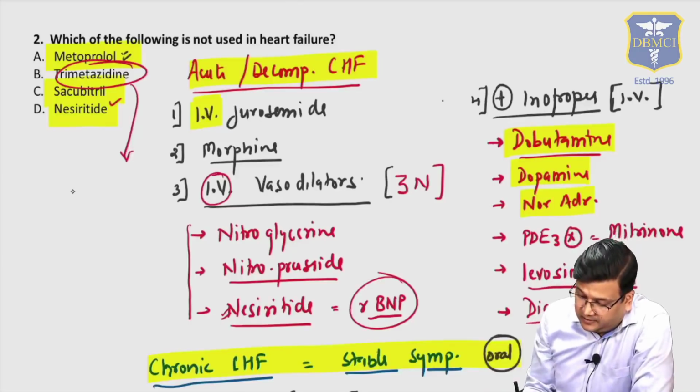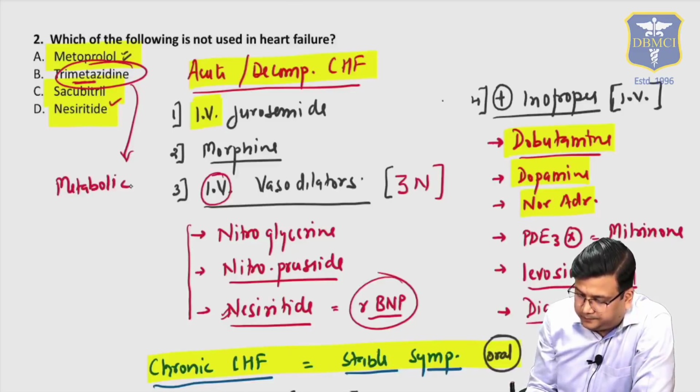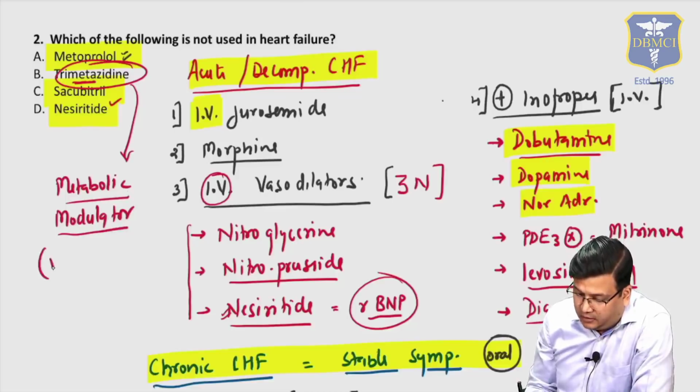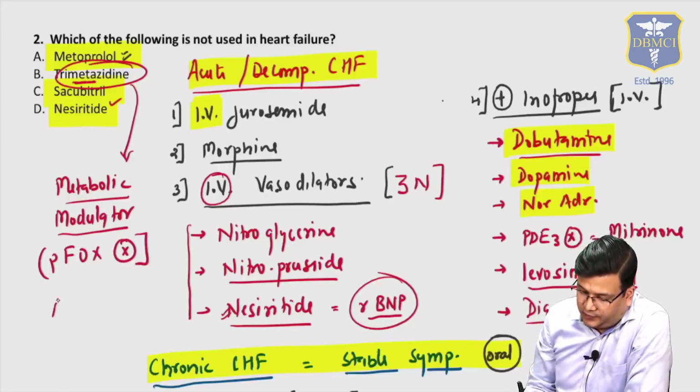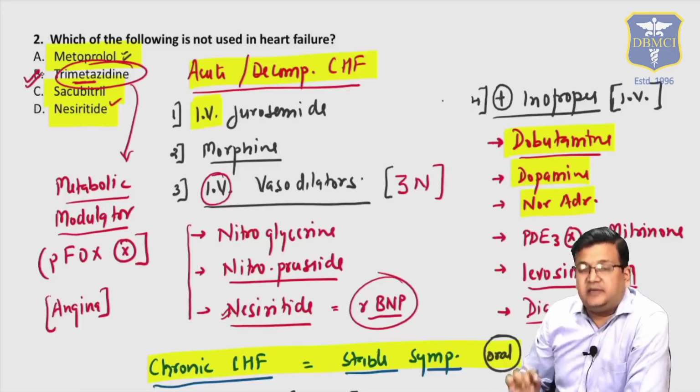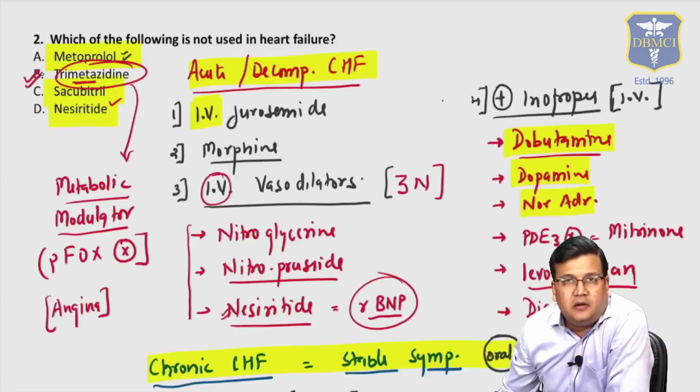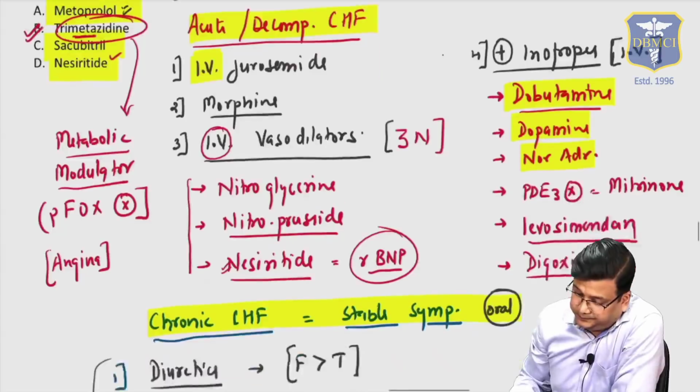Trimetazidine, as the name suggests, meta, should remind you of metabolic modulator. It is a metabolic modulator or partial fatty acid oxidation inhibitor, used for treatment of angina. So trimetazidine is a partial fatty acid oxidation inhibitor or metabolic modulator used for treatment of angina, not for CHF.